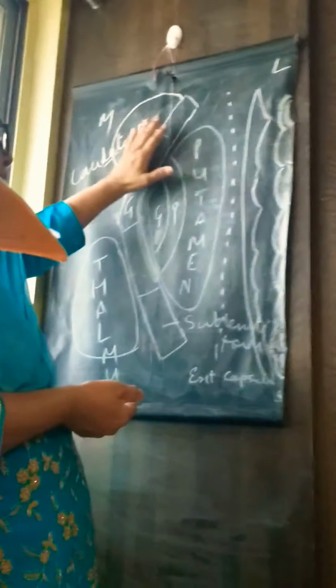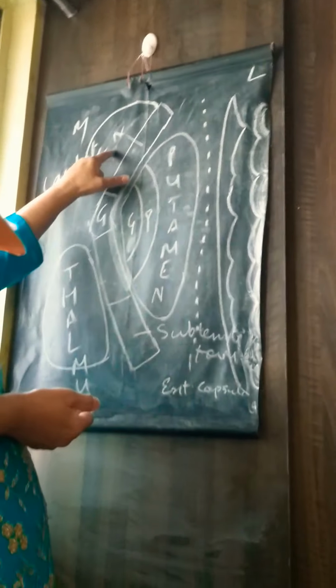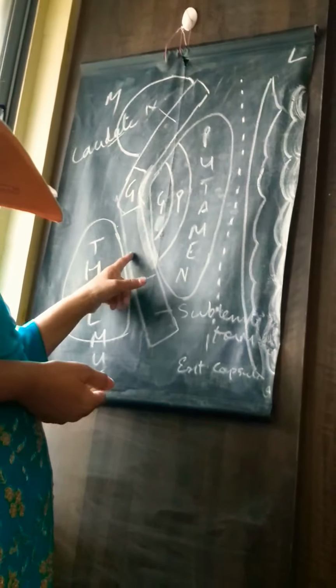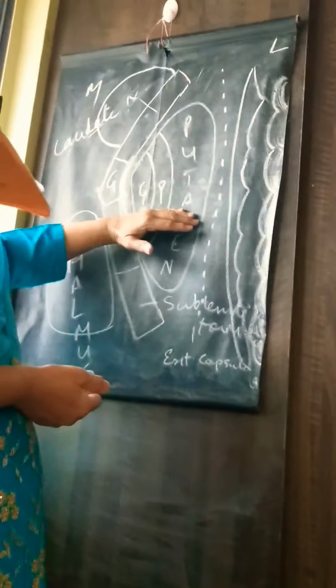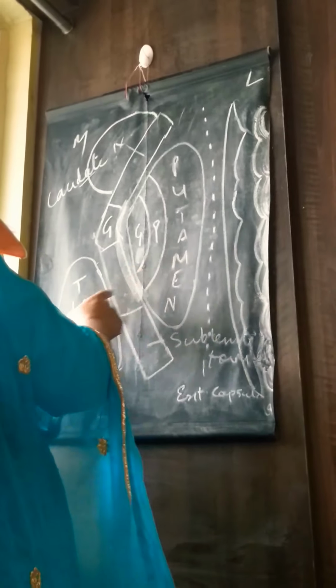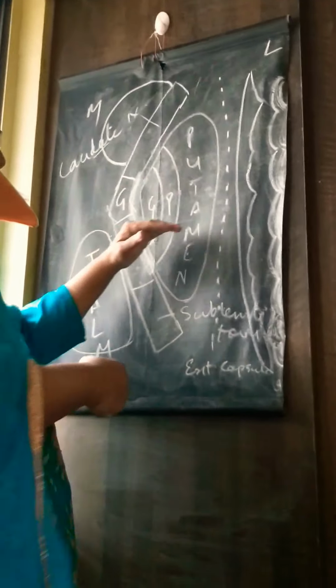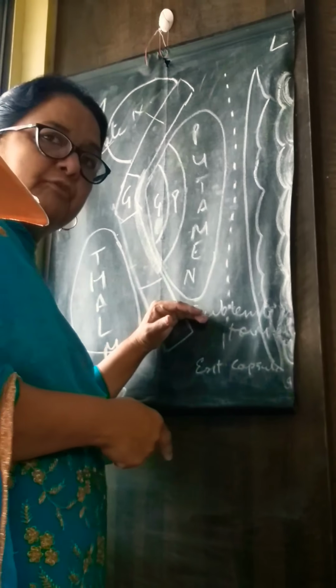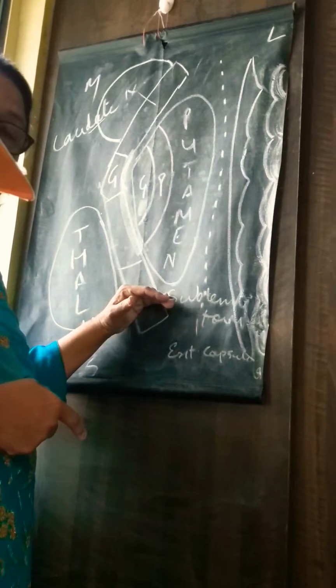So the upper limb, or the anterior limb, is related medially to the caudate nucleus and laterally to the upper part of the lentiform nucleus. The posterior limb is related to the lower part of the lentiform nucleus laterally and medially to the thalamus. The portion which lies below the lentiform nucleus is called the sublentiform part of the internal capsule.